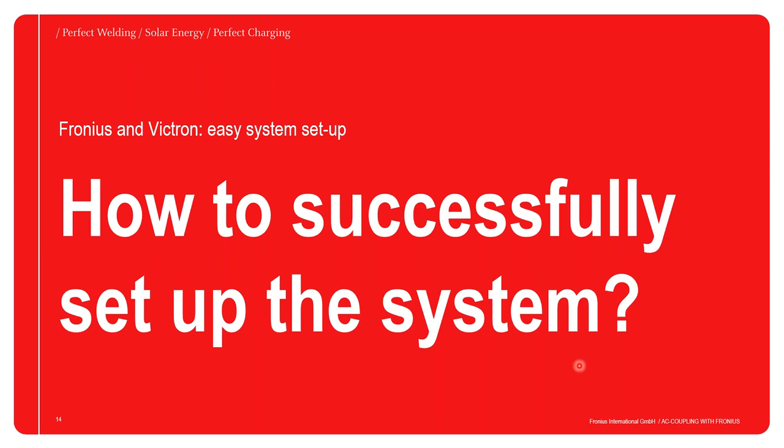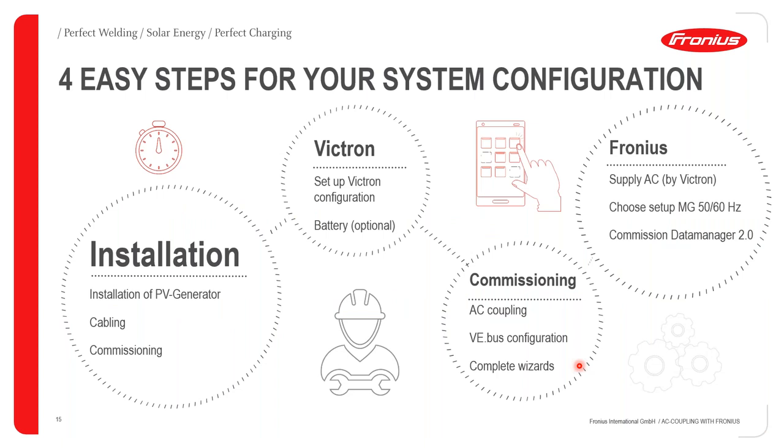So now let's take a look at how to successfully set up this system. There are basically four easy steps to set this system up. We'll start from the PV side. So we install the solar panels, do your cabling appropriately, and then commission it in that aspect. And then, of course, set up your Victron, do your Victron configuration, set up your battery configuration. This is optional because different batteries come with different configurations, so you can do so if it requires.